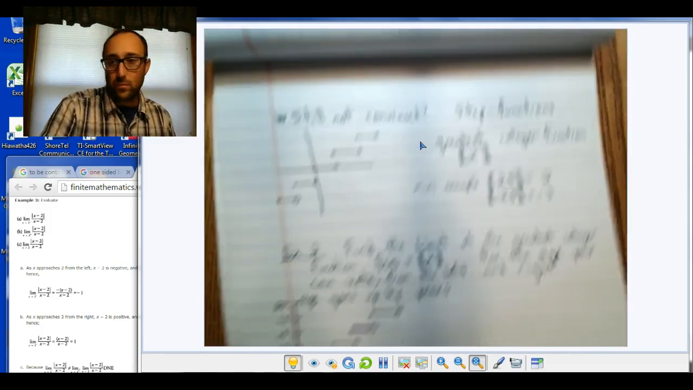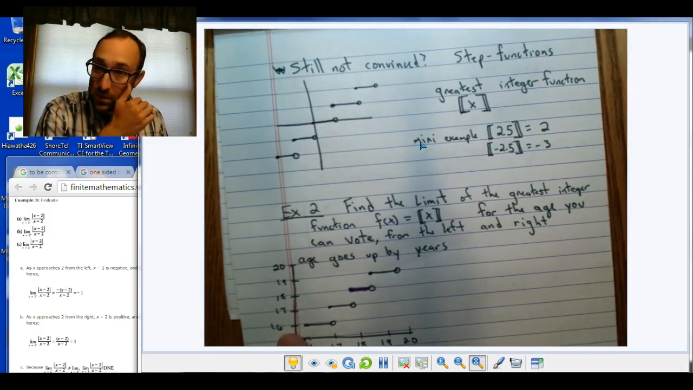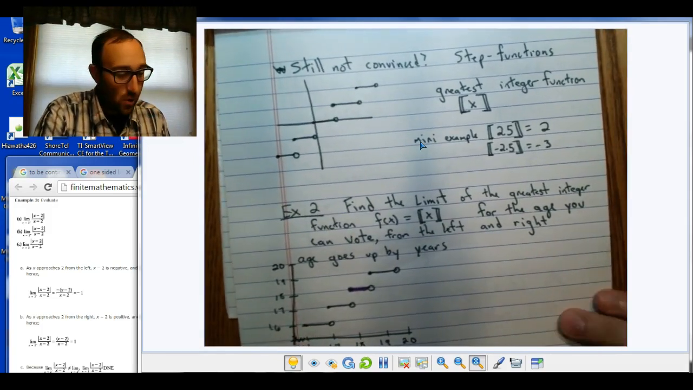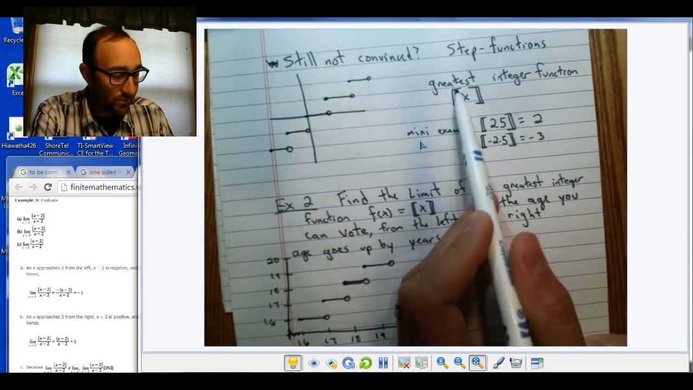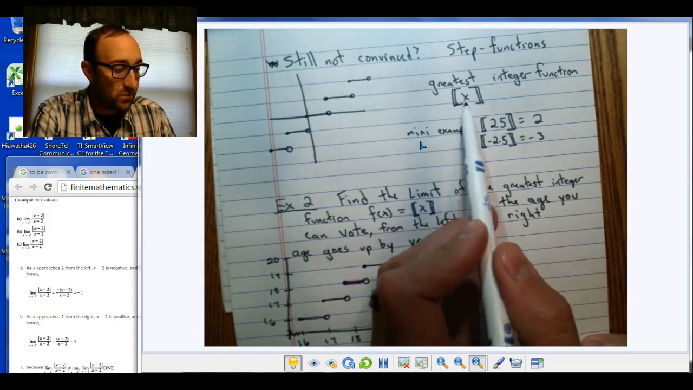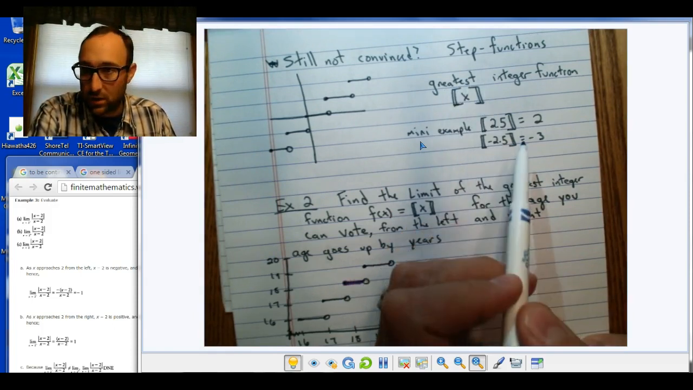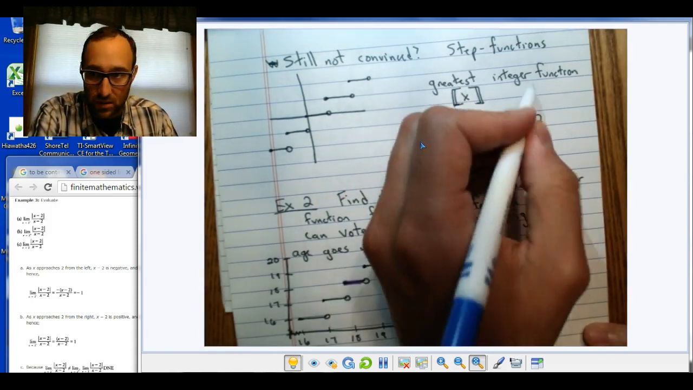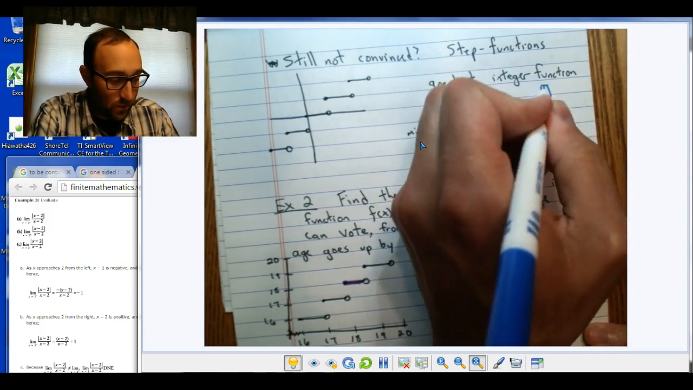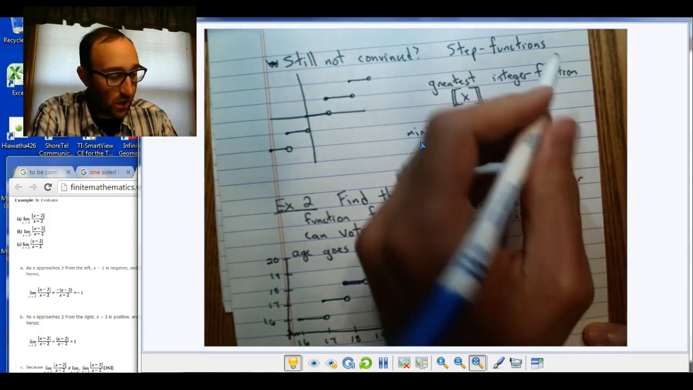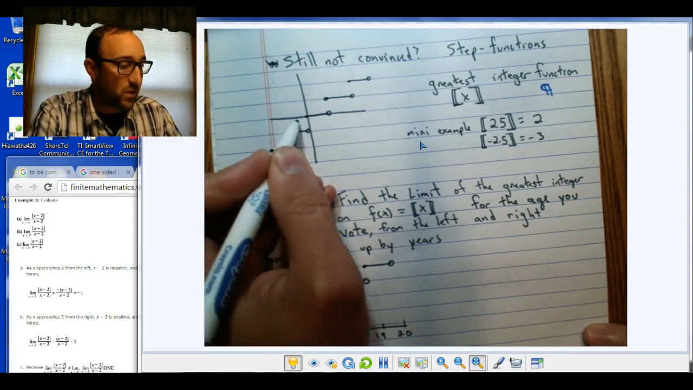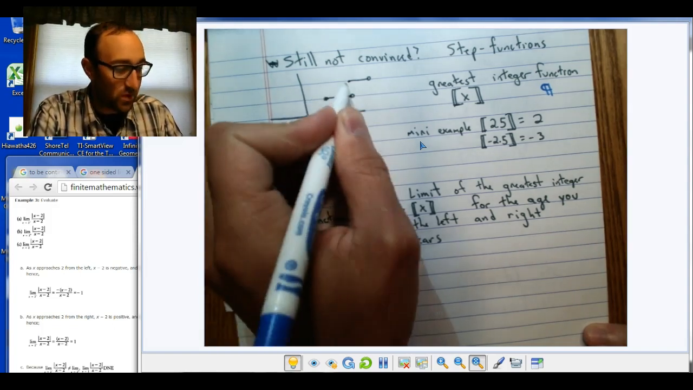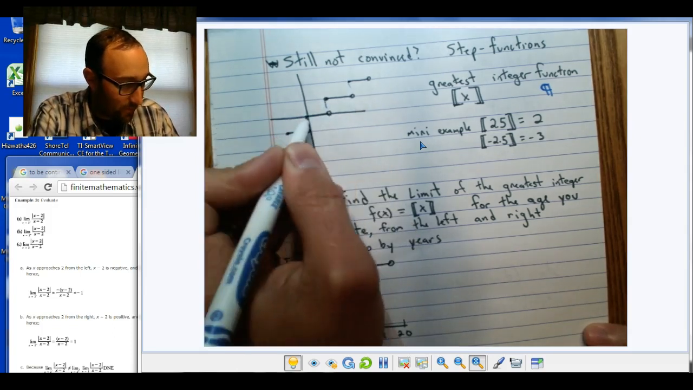Are you still not convinced why we should be using limits from only one side? Well, here's another reason: step functions. We're going to use the greatest integer function, which is written as a bracket with a double bar, kind of like the paragraph symbol. It's got two lines going down, same idea, just two lines. So this is a step function. It goes here to here, and then it moves up, goes over, goes up, goes over, and goes up. It kind of skips the going-up phase.